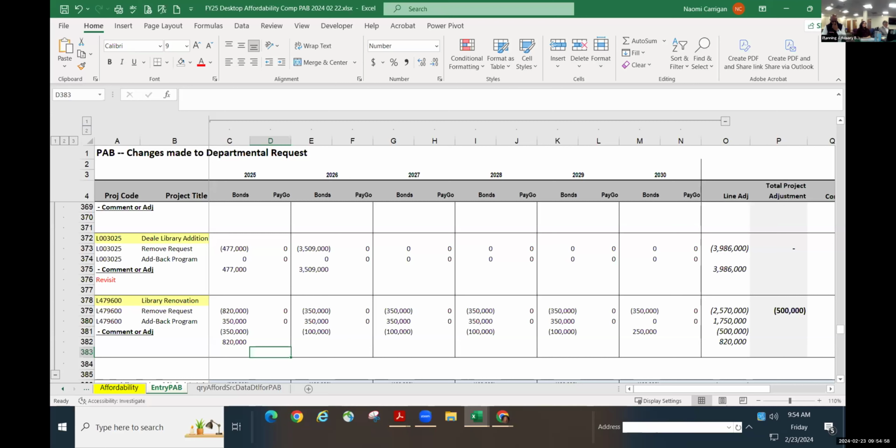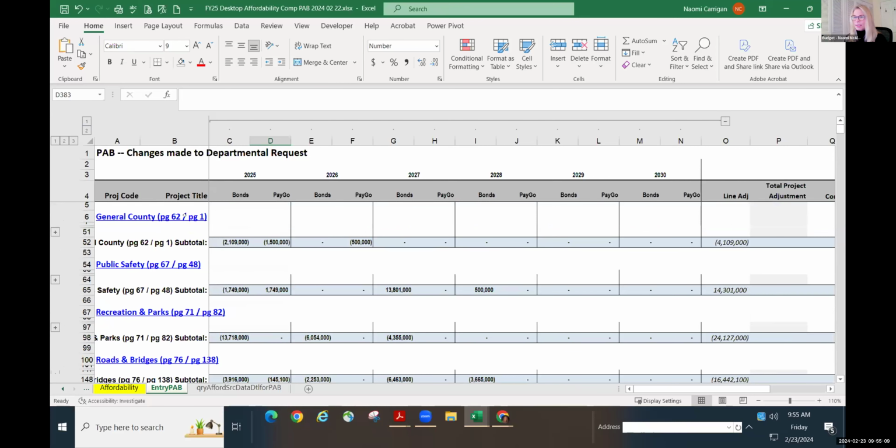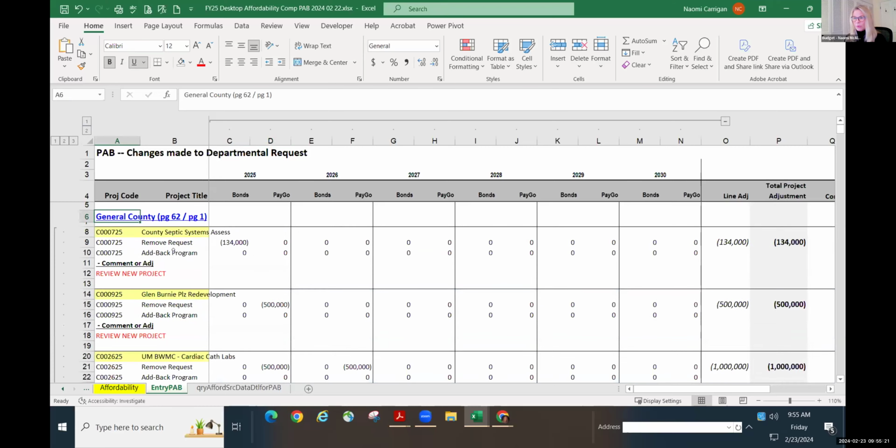All right, moving forward. Okay, so now what I'm going to do is start all the way up at the top here with the general county class. And we're going to take a look at new capital projects and multi-year recurring capital projects in this class. That's on page 62 of your overview and page 1 of your one-pager.